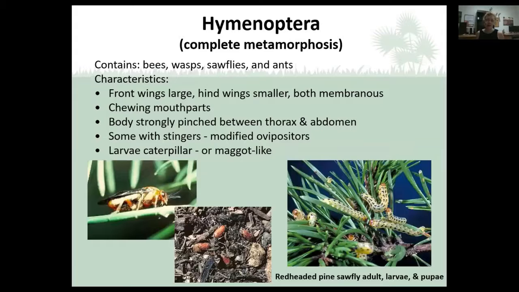The Hymenopteran order contains bees, wasps, sawflies, and ants. I feel like we all are pretty familiar with what bees and wasps look like. They're scary looking, and most wasps have that really thin, pinched waist, and then they usually have a dipped stinger at the end of it. Their immature stages are all larvae. They all look like maggots.